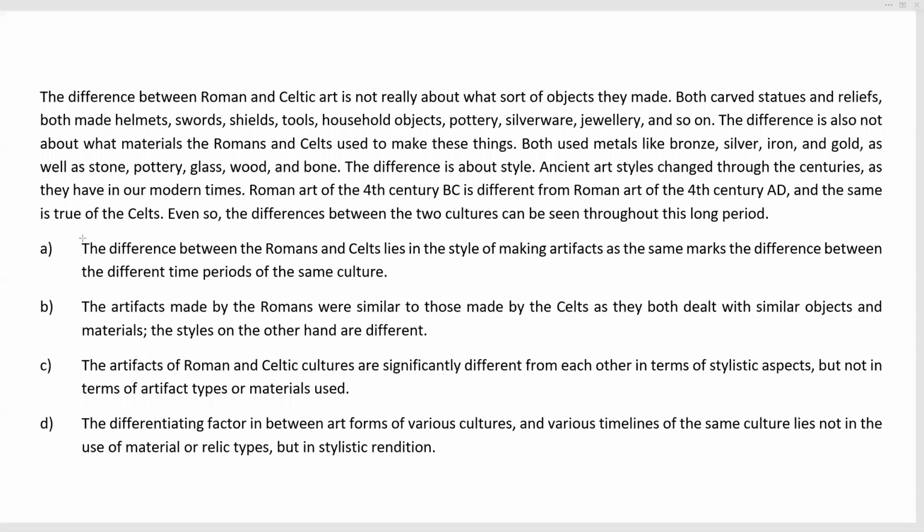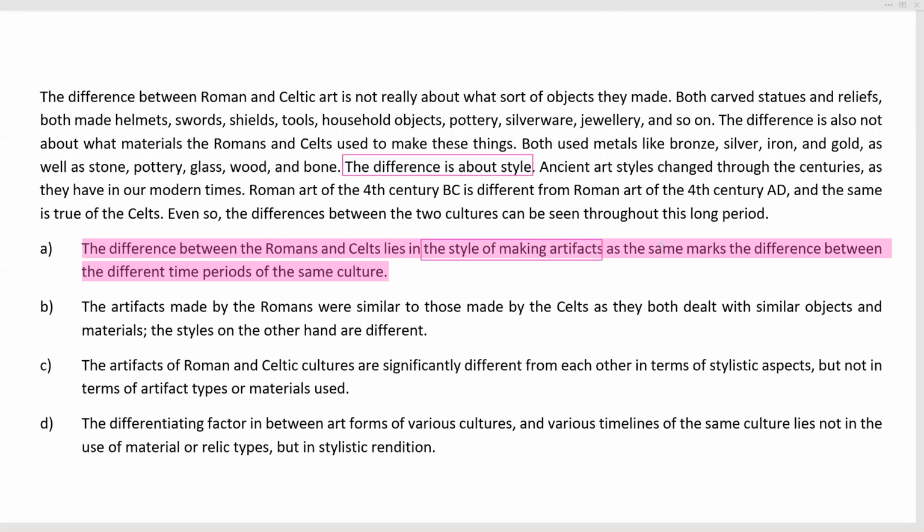Option A says the difference between the Romans and Celts lies in the style of making artifacts, as the same marks the difference between the different time periods of the same culture. Now, this is limited. It covers, let's say, two of the three major arguments. The difference between the Roman and Celtic cultures is in style, the style of making artifacts.